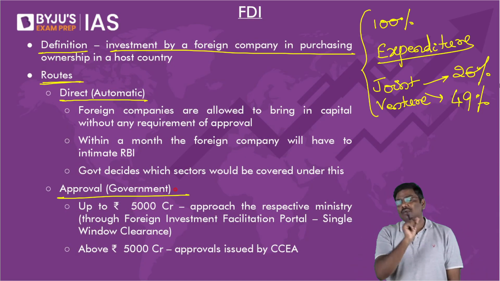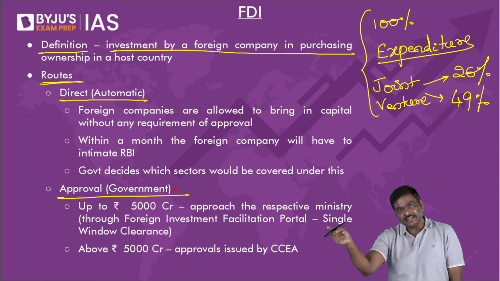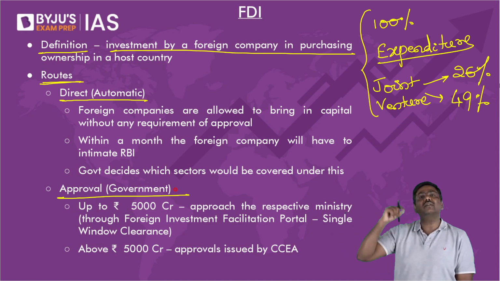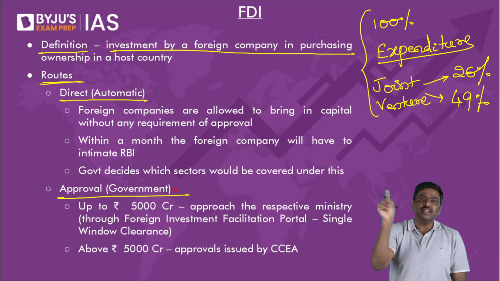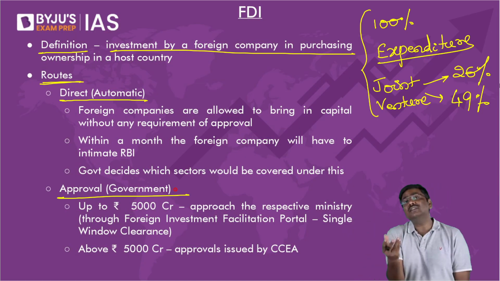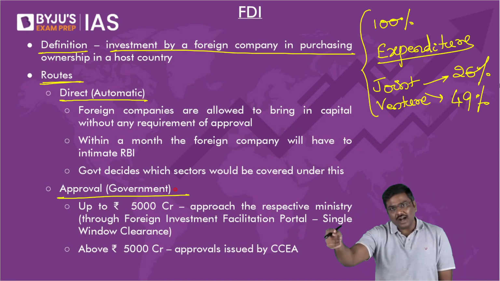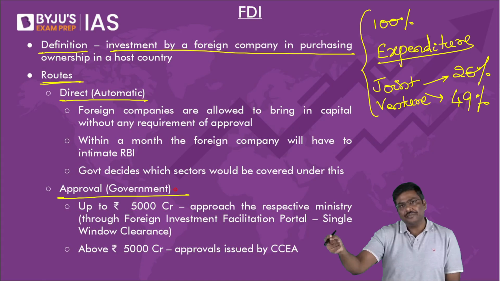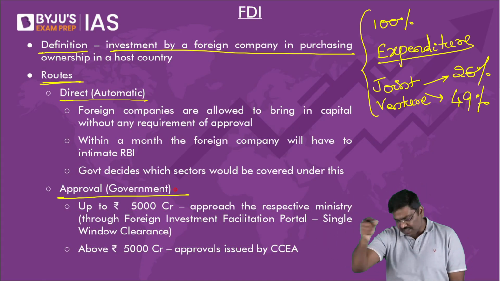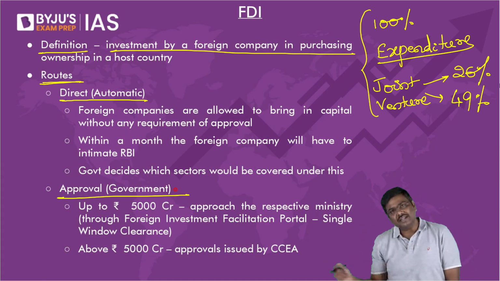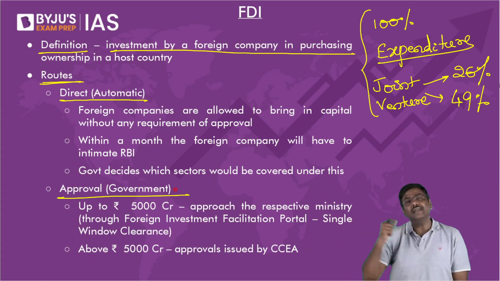Point number one, please remember this carefully. Whether FDI is allowed in a sector or not allowed is decided by the Government of India. Very simple. Who will decide it? Government of India. Point number two, if it is allowed, how much is allowed? Whether 49%, 26%, or 100% is allowed, to how much percentage it is allowed, the government will decide again.